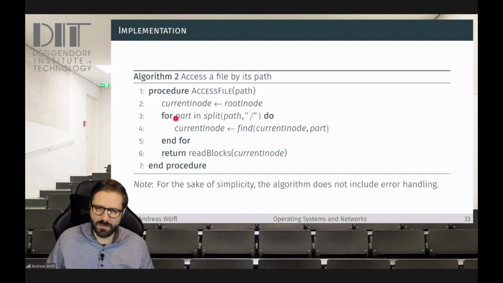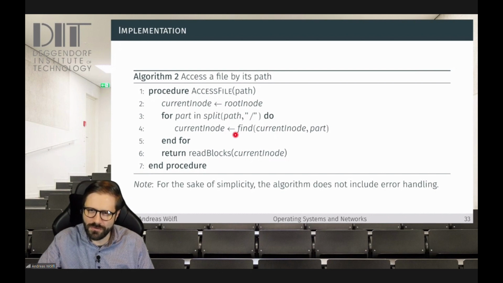Then we go into the next loop iteration. Then we have Wölfe. So we search for the subdirectory Wölfe in the directory home. Get the inode for that. Then we do the same with the directory exam. And then finally, we go into the last iteration of this for loop. Then what did we have? Questions.pdf. So we search for questions.pdf in the subdirectory exam, of the subdirectory Wölfe, of the subdirectory home, which is a subdirectory of the root directory.